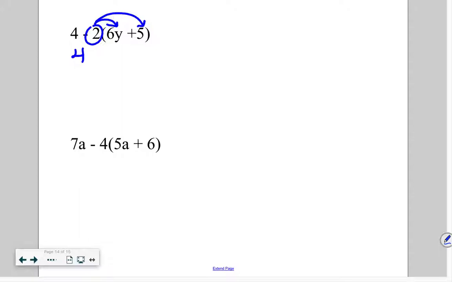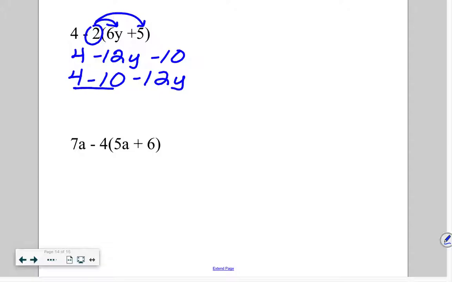What is a -2 times a positive 6y? -12y. And what is a -2 times a positive 5? -10. Make sure you have that recorded. Are we done with that question? No, we're not. I need to combine like terms. Correct? So I'm going to use the commutative property of addition here to combine my like terms. What is 4 minus 10?